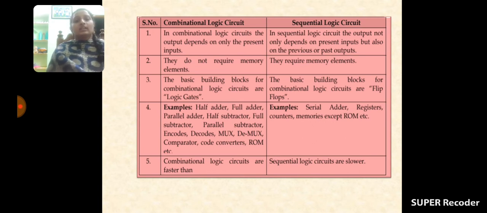And see here, combinational logic circuits are faster than sequential logic circuits. Why? Because present output depends only on the present input. Is it clear? But in sequential logic circuits, present output depends on the previous stage output also, so first it is stored and then it is transferred to the next stage. Because of this, delay is provided automatically and the operation becomes slow. These are the main differences between combinational and sequential logic circuits.